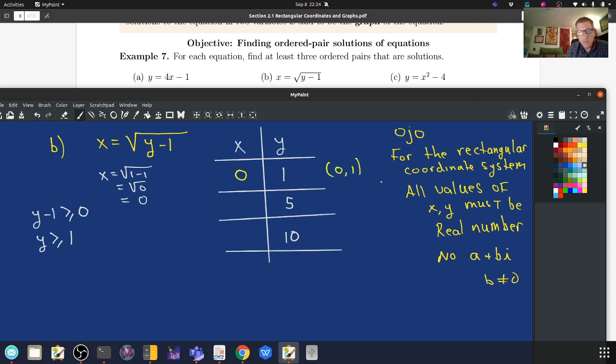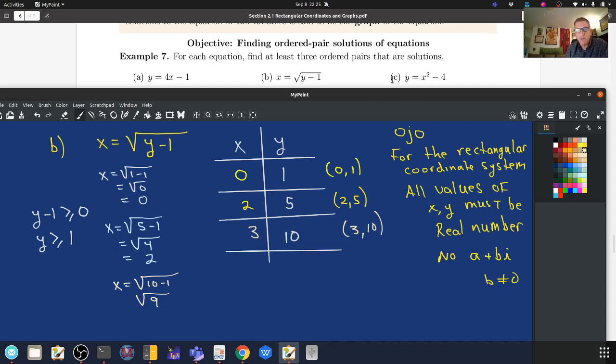Now I've chosen that y is equal to 5. So x is equal to the square root of 5 minus 1, which is equal to the square root of 4, which is equal to 2. I wanted that to be a perfect square. So I got 2 and 5 as an answer. And finally, I chose 10. I hope you now understand why I chose 10. x is equal to the square root of 10 minus 1, which is 9. The square root of 9 is 3. So I have the points 3 and 10.